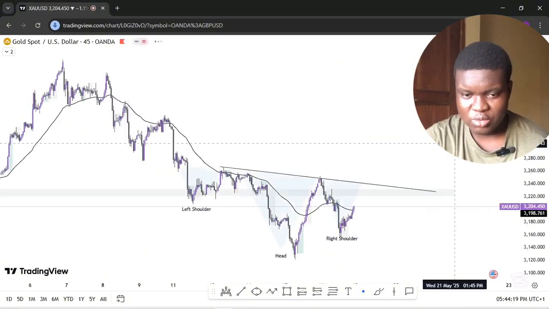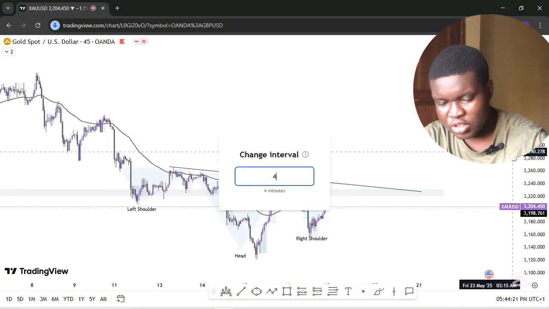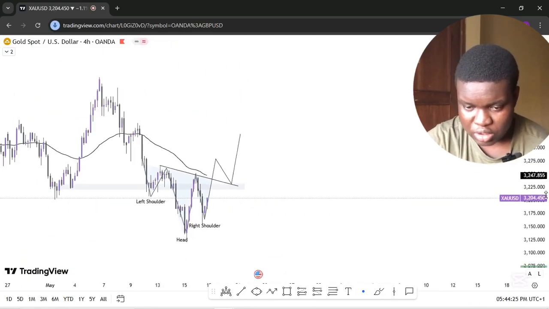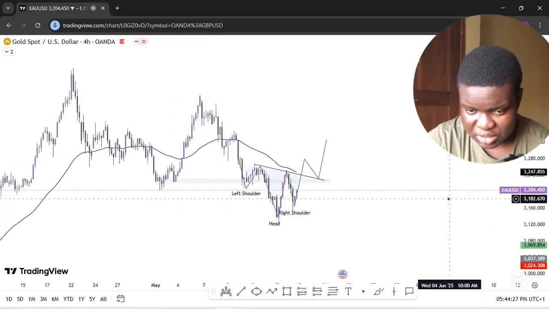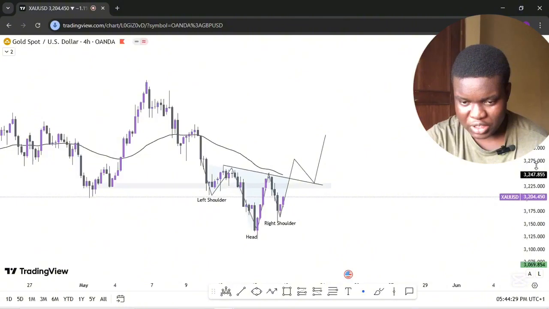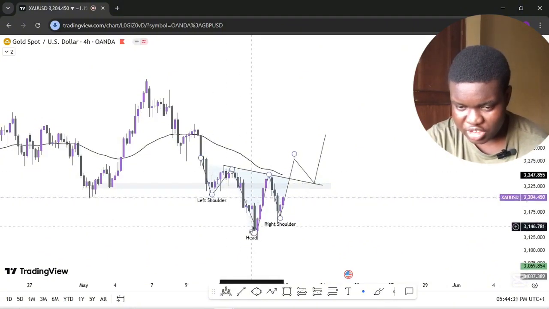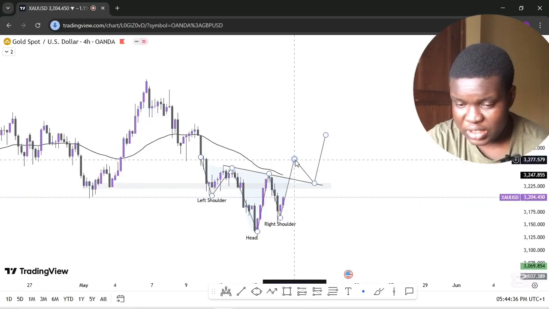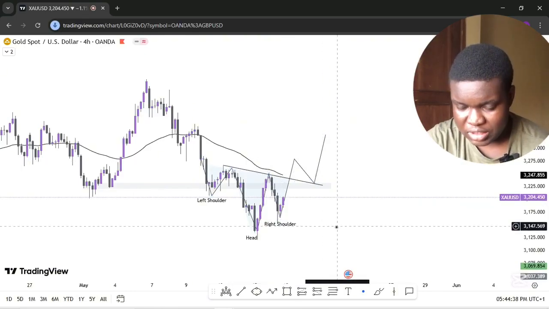Next pair on our list is what? Gold. So I'm seeing an inverse head and shoulders pattern play on gold. As you can see on the screen, I don't think I need to explain any further. This is your left shoulder, this is your head, and this is your right shoulder. If we're able to break above this neckline, that will confirm the pattern and I'll enter the retest.